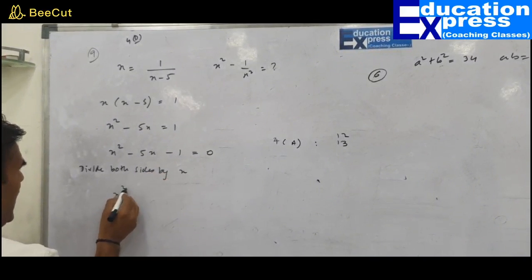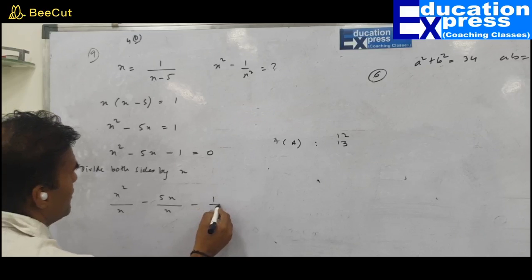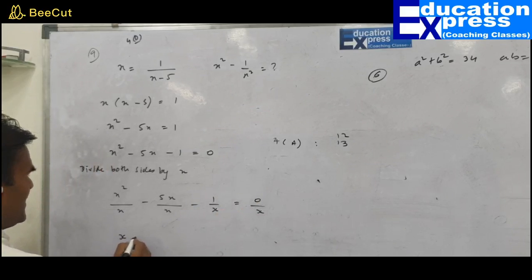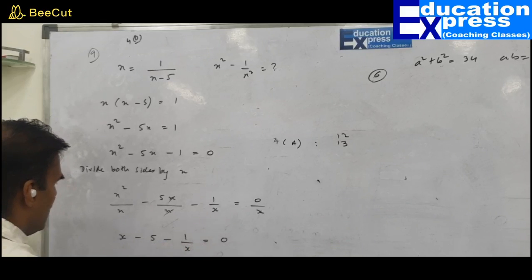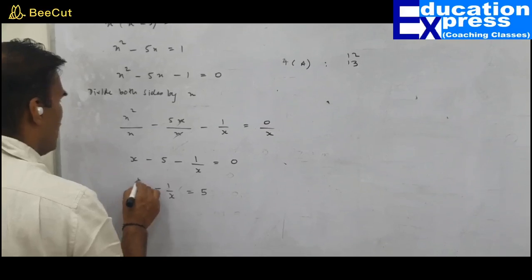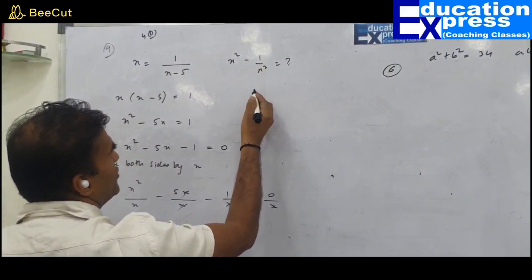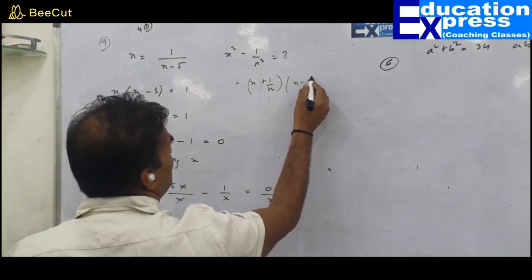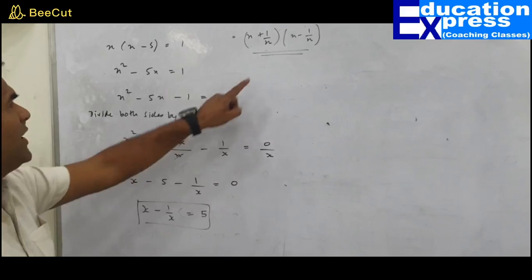So divide both sides by x. What do you get? x square upon x minus 5x upon x minus 1 upon x equals 0 upon x. This will give me x minus 5 minus 1 upon x equals 0. What we need is x minus 1 upon x equals 5. So we obtain the value. But sir, we have to find x square minus 1 upon x square. Yes, my dear friend, this is nothing but (x plus 1 upon x) into (x minus 1 upon x). That is what we have to find, of which we already found x minus 1 upon x.